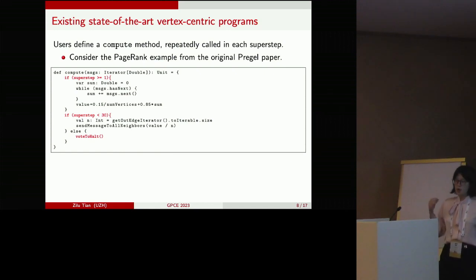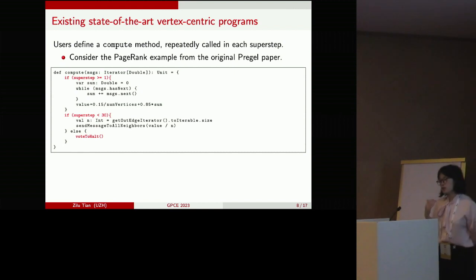Users define a single sequential program, usually in a compute method. This compute method is repeated in each superstep during the execution. The classic example is PageRank, where each vertex sends its own calculated PageRank value to neighbors, aggregates the values from the incoming links, and updates its own PageRank value.